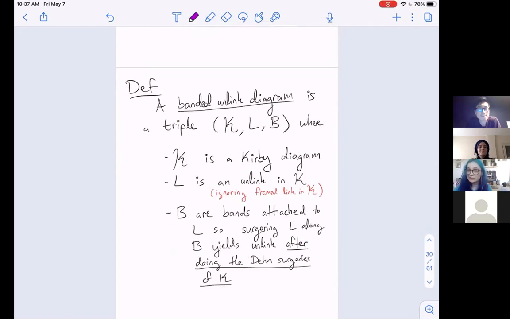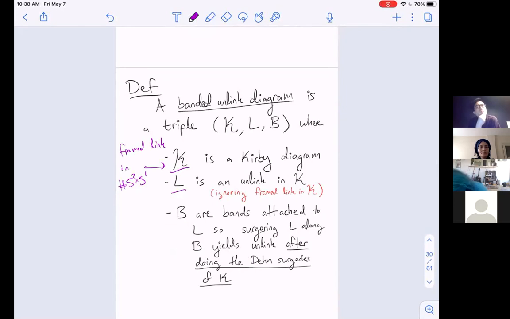So a banded unlink diagram is a triple where I have to tell you a Kirby diagram of my ambient 4-manifold, and I have to give you an unlink in the Kirby diagram. Oh, I guess I should mention by Kirby diagram, I mean a framed link in a connect sum of S2 cross S1s. So there's no dotted circles if you would have worried about that. But if you didn't, that's fine.